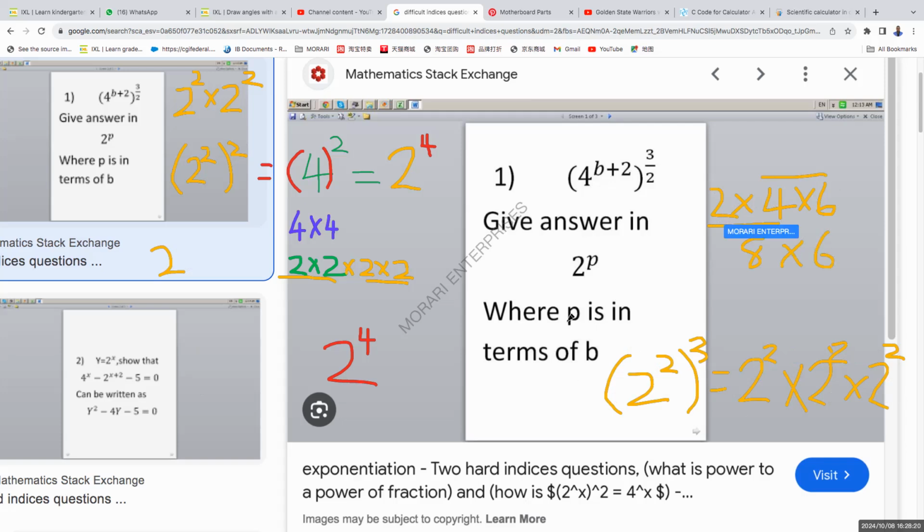So here is exponents. They give you 2 to the power 2, all to the power 2. Either you do the one inside first and you have 4, then it becomes 4 to the power 2. Or you do the outer one, 2 to the power 2 times 2 to the power 2, before you go and do all the individual things.